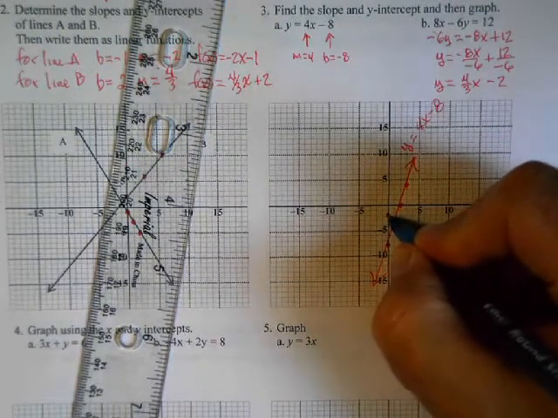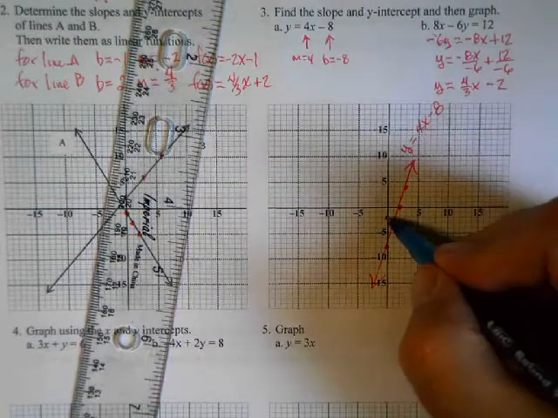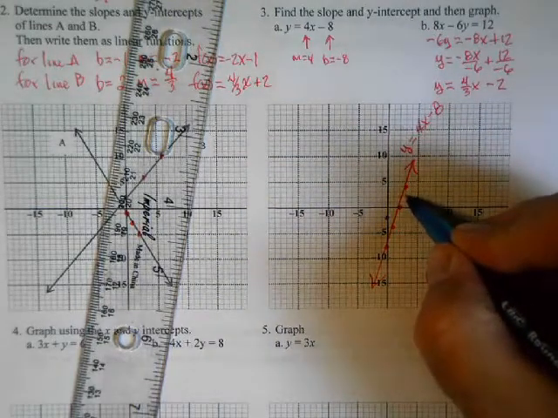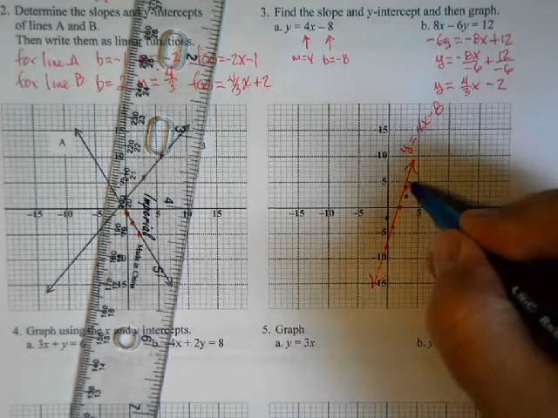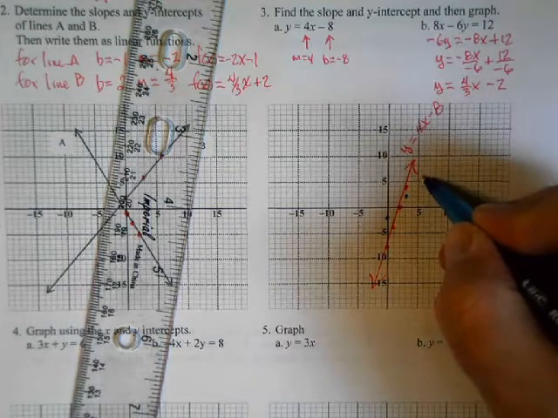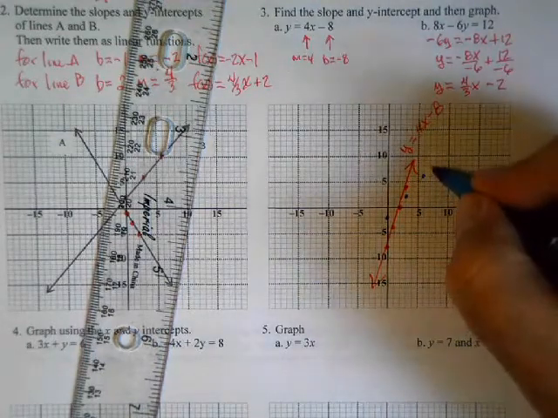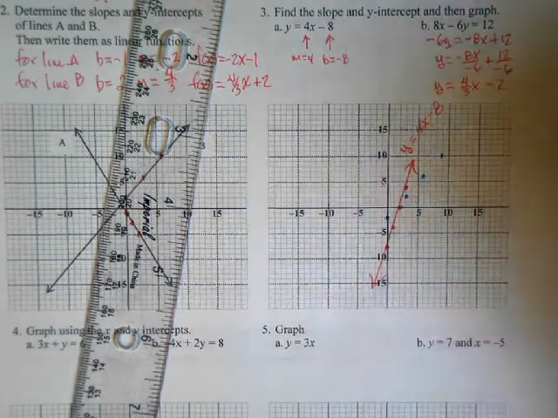-2, and then its slope is 4/3, so up 1, 2, 3, 4 over 3, and then up 1, 2, 3, 4 over 3, up 1, 2, 3, 4 over 3, and again they should all line up.